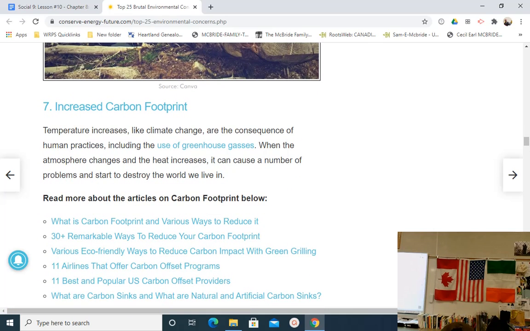Temperature increases like climate change are the consequence of human practices, including the use of greenhouse gases. When the atmosphere changes and the heat increases, it can also cause a number of problems like increased carbon footprints. So our increased carbon footprints are driving some of this greenhouse change. And once the climate warms, some of the warming creates more warming. It creates a cycle.